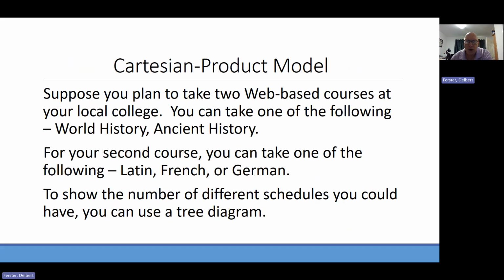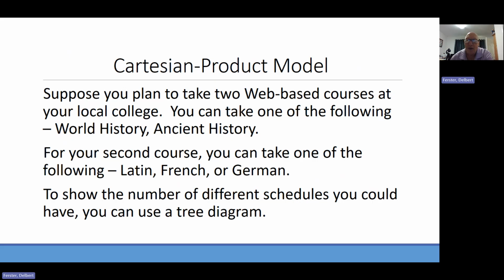Here we go. It's time for Cartesian product. Remember, I think this is a bit of a stretch. So you're going to take 2 classes. You can take world history or ancient history. I'm out on both of those. And then you can also take a language. You can take Latin, or you can take French, or you can take German. I think I might have to sit out this entire semester.